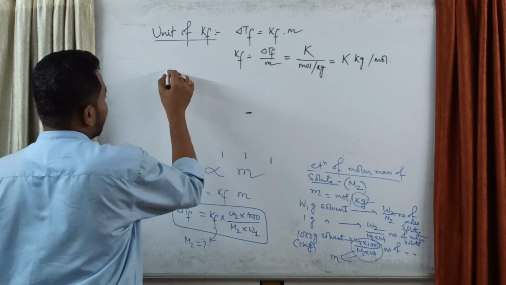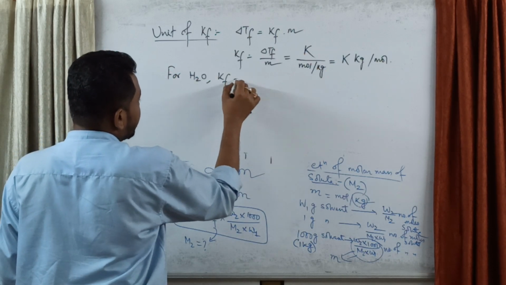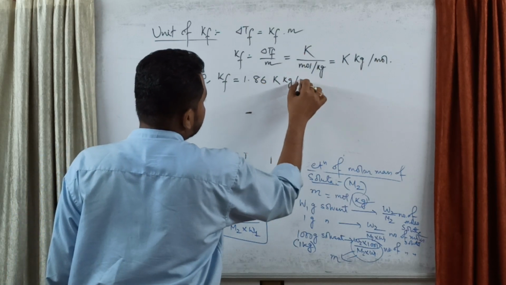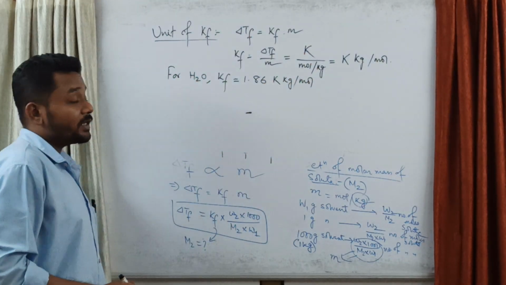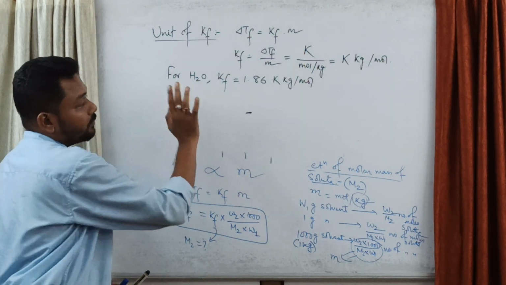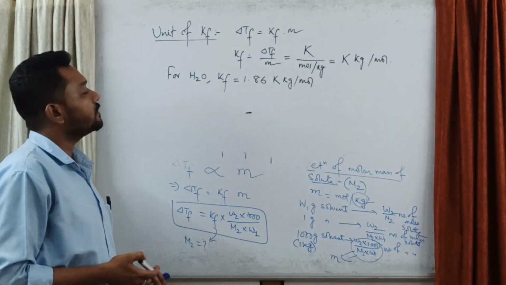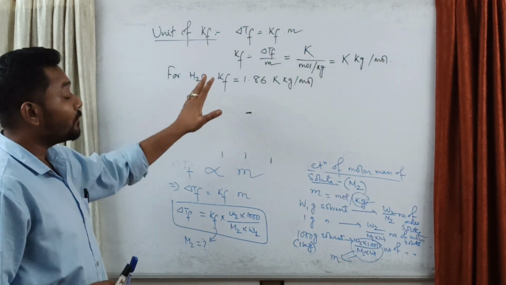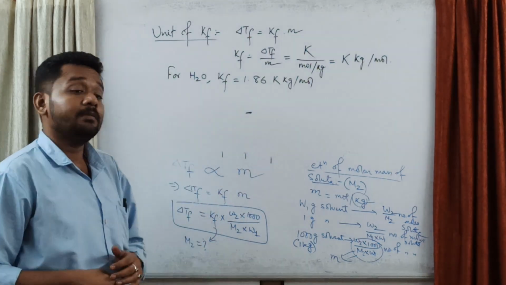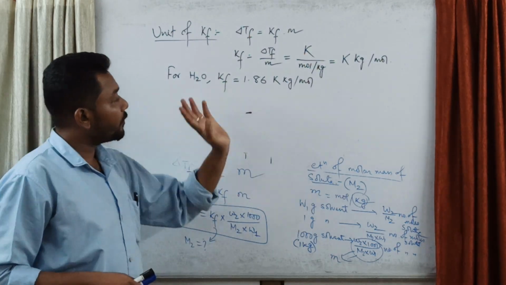For water, Kf value is fixed. Remember this. For water, Kf value is fixed. That is 1.86 Kelvin kg per mole. I told you the Kb value for water is 0.52, and here you should remember the Kf value is 1.86, because in previous years CBSE gave some questions where water is the solvent but the Kf value is not mentioned, so students get confused about what the value of Kf should be. Remember this: Kb value for water is 0.52, Kf value is 1.86.